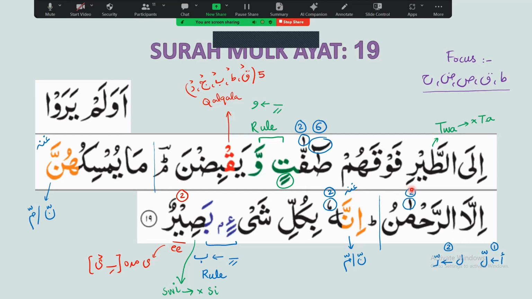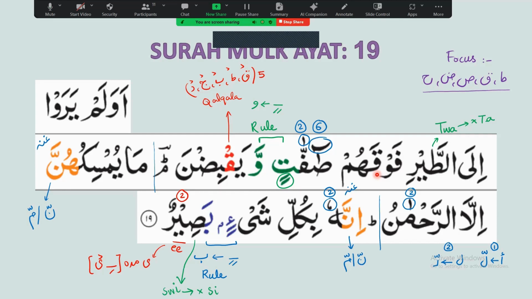Fawqahum. Okay, fa letter. The tip of the upper teeth touches the lower lip and air is released as a result, and we say fa. Fawqa. I'm again joining this with the waw letter because of the sakin and saying fau. Fa and wa. Fawqa. Okay, so the next letter is the qaf letter. The heavy qaf, for that, the back part of the tongue touches the soft palate, but with strength, right? Qa.